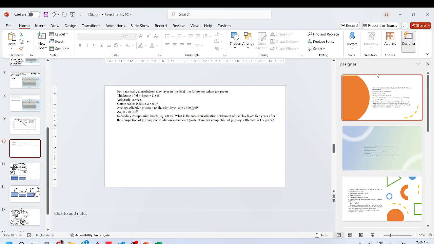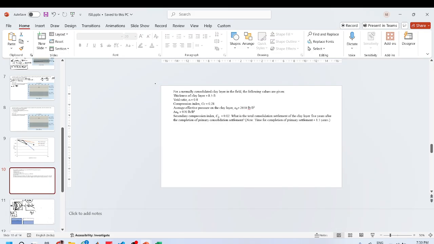Normally consolidated clay layer in the field, following values are given. Thickness of clay layer, void ratio, compression index, average pressure on the clay layer, delta, secondary compression index. What is the total consolidation settlement of the clay 5 years later after the completion of primary time?